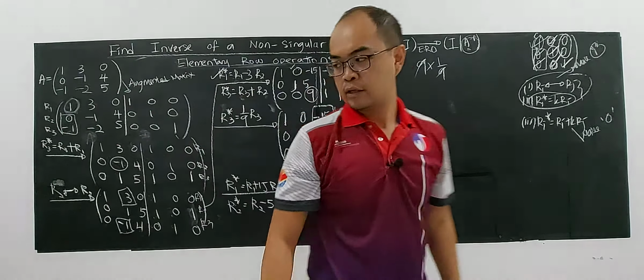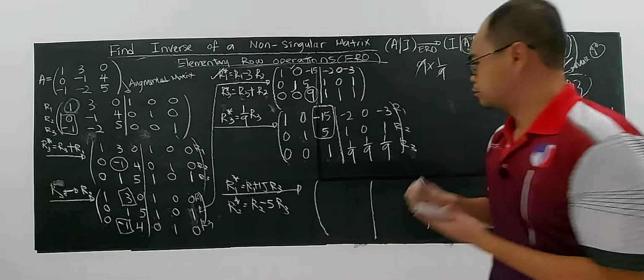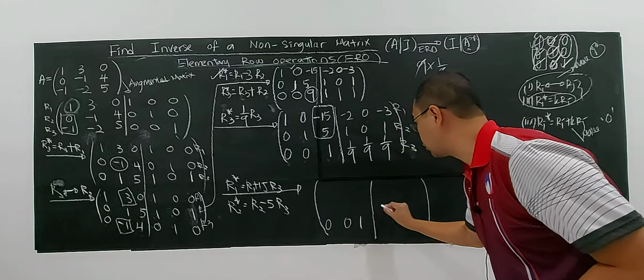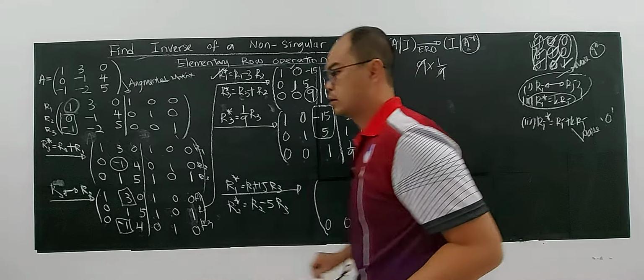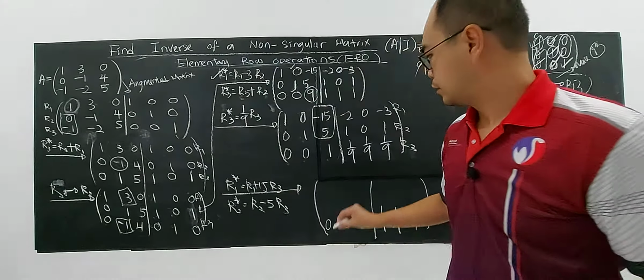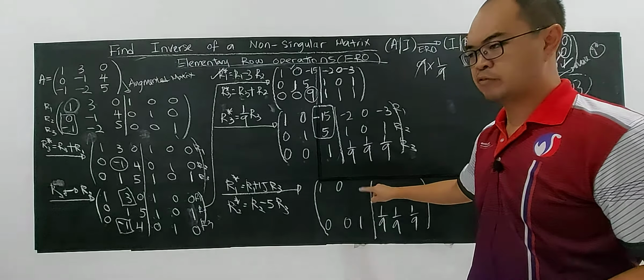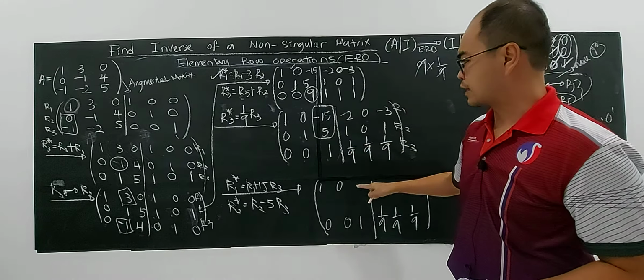You can pause the video and try. So now let's move on. So this is your 0, 0, 1, 1 over 9, 1 over 9, 1 over 9. Okay, let's go one by one. So now you have 1, 0. Definitely this one becomes 0. If you don't want to use a calculator, you can straight away write 0, because the setting here is 0.